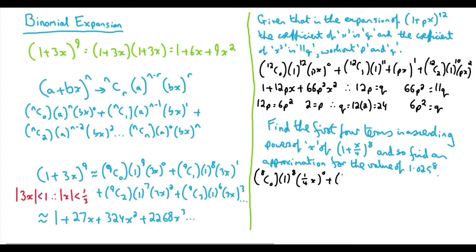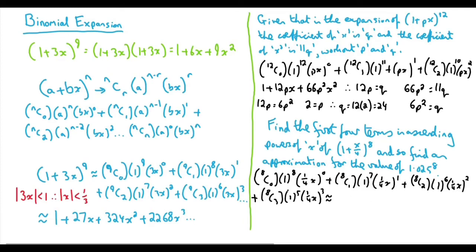But in the next instances, 8 choose 1, and then that's 1 to the power of 7, and a quarter x to the power of 1. Plus 8 choose 2 times 1 to the power of 6, and then a quarter x to the power of 2. And then just to round off, because we're doing the first 4 terms, 8 choose 3, 1 to the power of 5, and a quarter x to the power of 3.